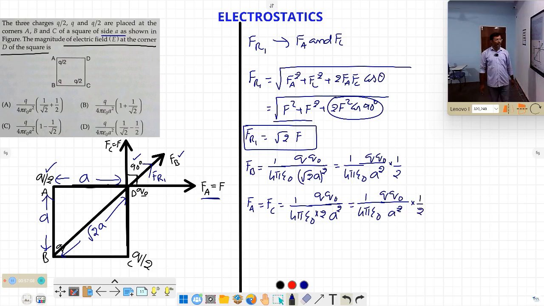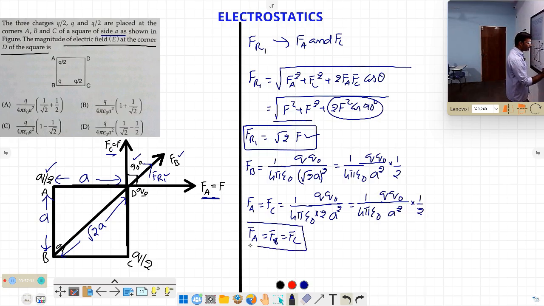So if you observe, the FA value, FB value, and FC value are all looking the same. But FA and FC are perpendicular to each other, so the resultant is FR1. This FR1 value is equal to root 2 F. Now the FB value is also the same as FA and FC. So I can write FA is equal to FB is equal to FC. All three are the same values, so I can take them as F.